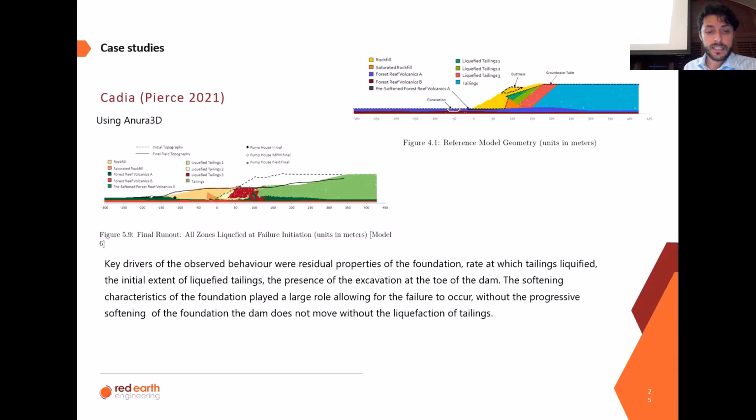The key drivers of the observed behavior, like the study found, were residual properties of the foundations, the rate at which tailings liquefied, the initial extent of liquefied tailings, and the presence of the excavation at the top of the dam, as we already know. The softening characteristic of the foundation played a large role, allowing for the failure to occur. Without the progressive softening of the foundation, the dam does not move without the liquefaction of tailings.